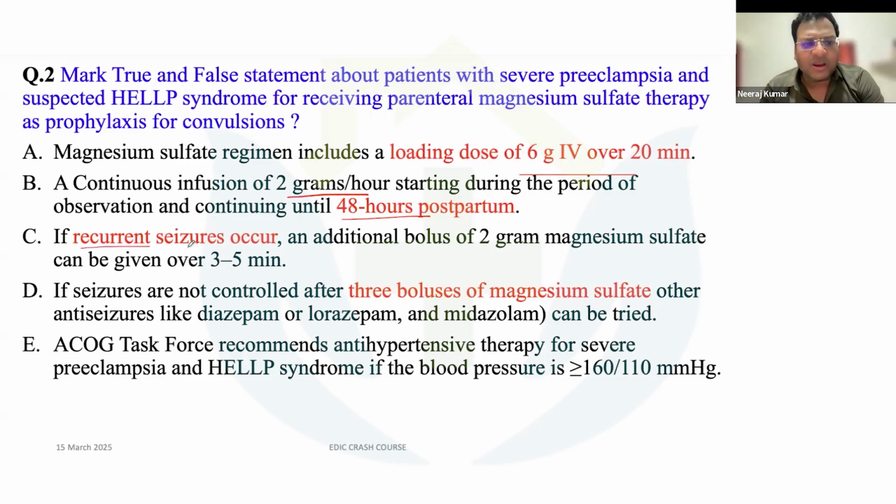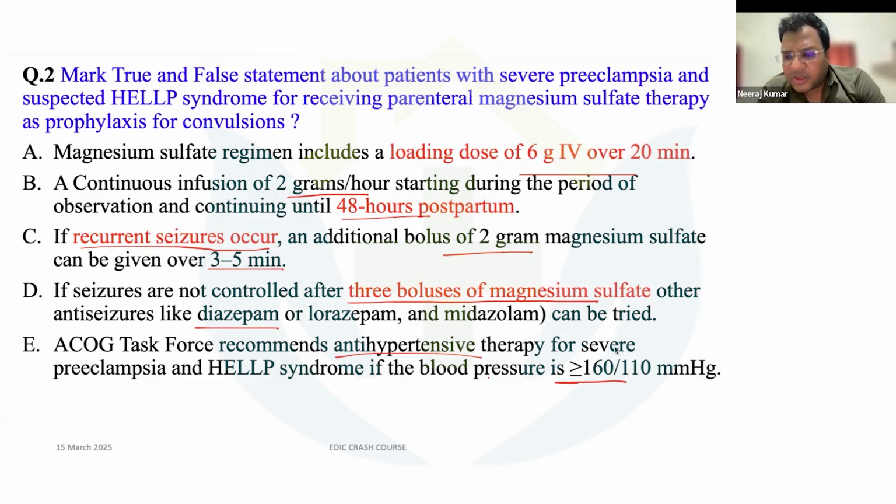And if in between a recurrent seizure occurs, you can give an additional 2 gram of magnesium sulfate over 3 to 5 minutes. The D option is, if seizure is not controlled even after 3 boluses of magnesium sulfate, you can add anti-seizure drugs like diazepam, lorazepam or midazolam. And the ACOG task force recommends that antihypertensive therapy for severe preeclampsia and HELLP syndrome is only if your blood pressure is going above 160 by 110. Okay, so you have to write true or false for each statement.